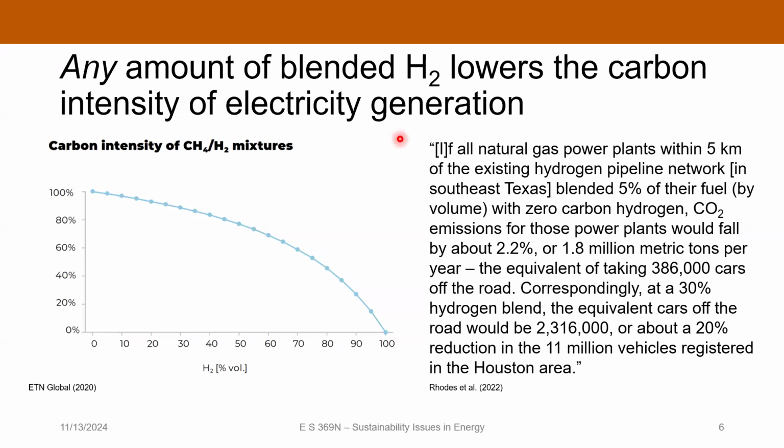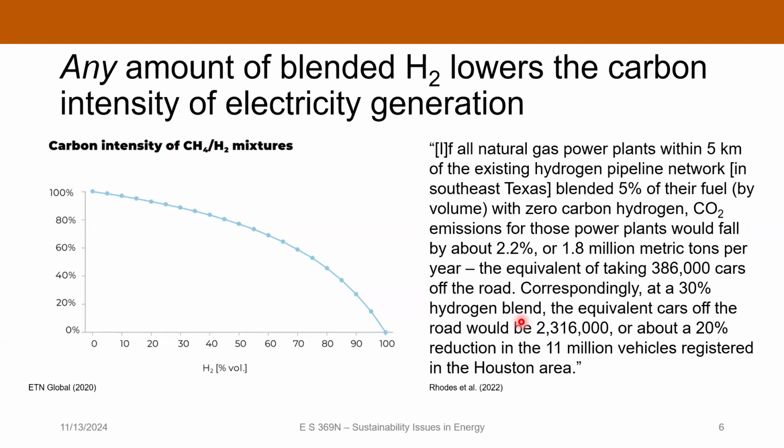So if you took all the gas power plants that are within 5 kilometers of those existing hydrogen pipelines and just blended 5% hydrogen in there, the reduction in CO2 emissions would be equivalent to taking about 386,000 cars off the road. Or at 30%, you're taking about 2.3 million cars off the road. So again, that's a good thing. People sometimes like to hate on hydrogen blending because you're still using natural gas. But, you know, it's something.